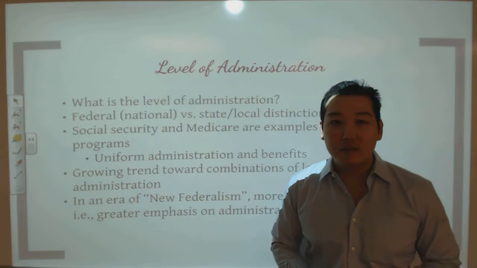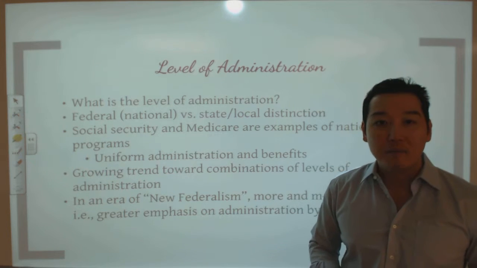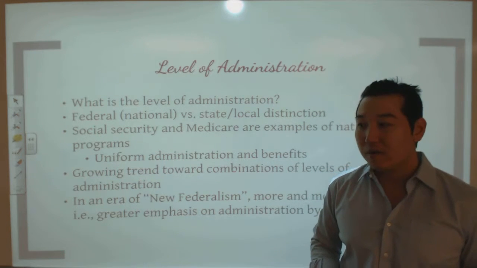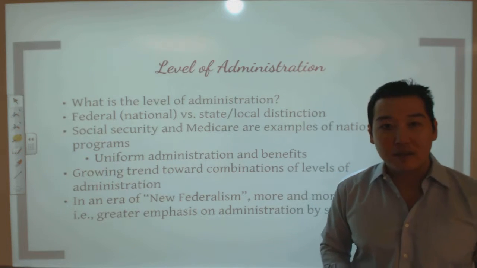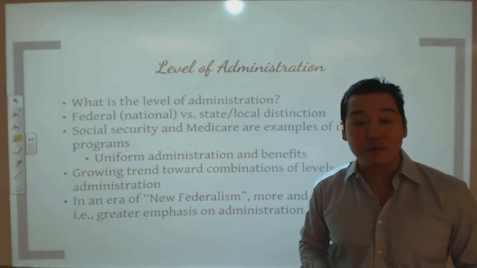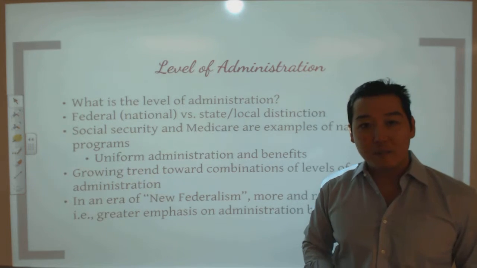And then, of course, the level of admin, you'll want to note whether your program is administered at the federal level, in other words, at the national level, or the state level. And so you have some national programs, examples of national programs. So certainly our big social insurance programs are national programs. They're national in scope. Social Security, Medicare are examples of federal programs.